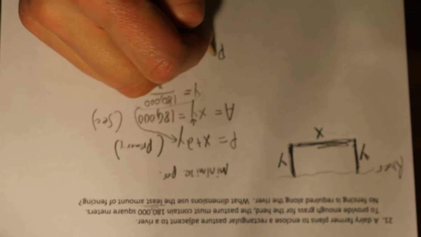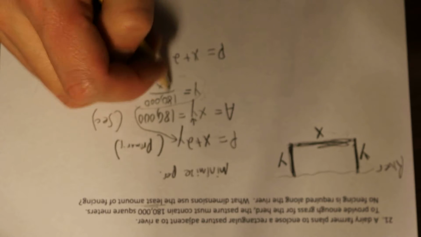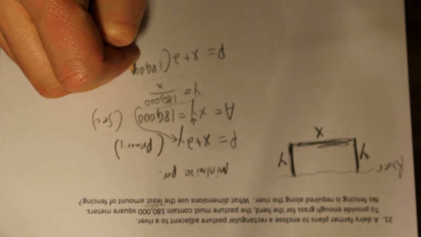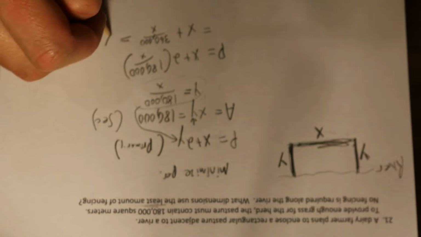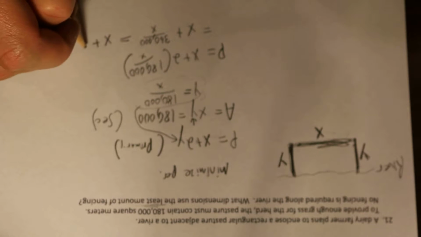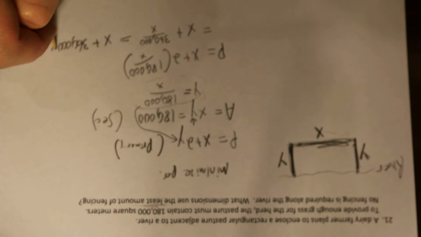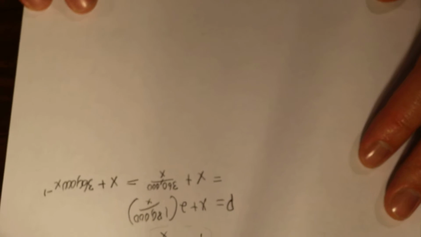So now my perimeter, instead of x plus 2y, is x plus 2 times this fraction. Or better yet, x plus 360,000 over x. And since I have to differentiate it, maybe even better yet, would be x plus 360,000 x to the negative first power. Now this is what I need to minimize or optimize.